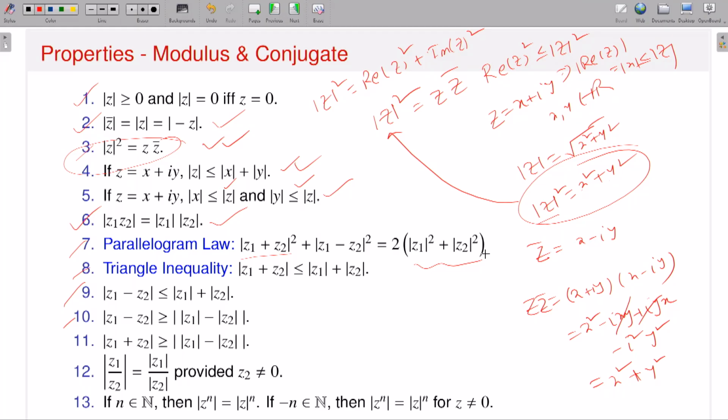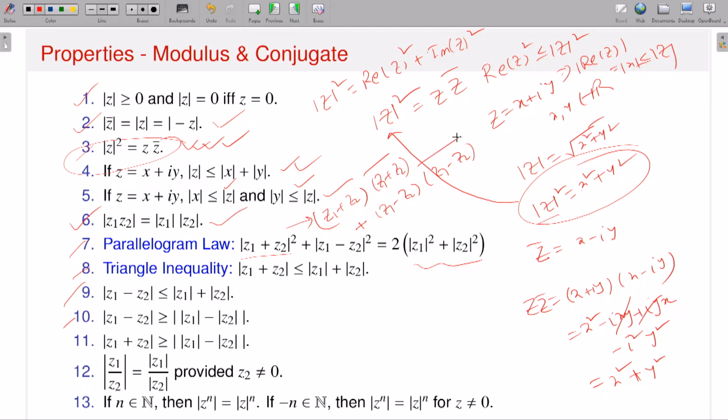That's why I'm saying that the earlier properties will be useful to prove that. I'm just giving a hint. You have a mod square, right? So z1 plus z2 is a complex number, and what is the formula for mod square? You know it is z times z bar. So we have z1 plus z2 times z1 plus z2 bar, plus similarly z1 minus z2 times z1 minus z2 bar.